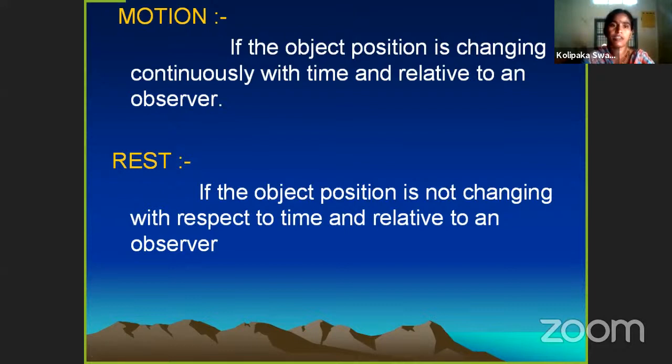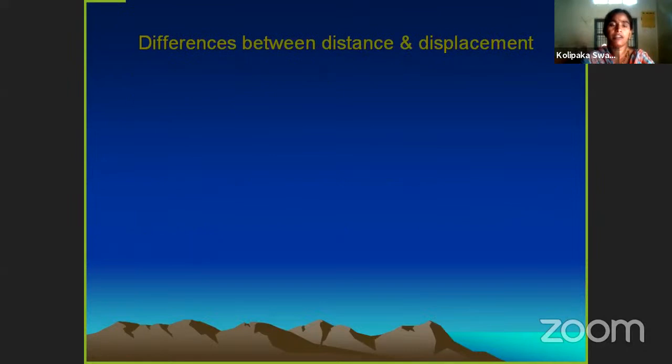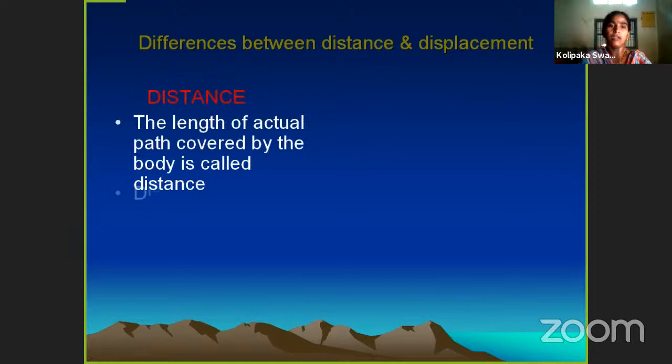What are the differences? Already we have learned yesterday the definitions of distance and displacement. Now we will learn about the differences between distance and displacement. What is the definition of distance? The length of the actual path covered by the body is called distance. And distance is a scalar quantity.